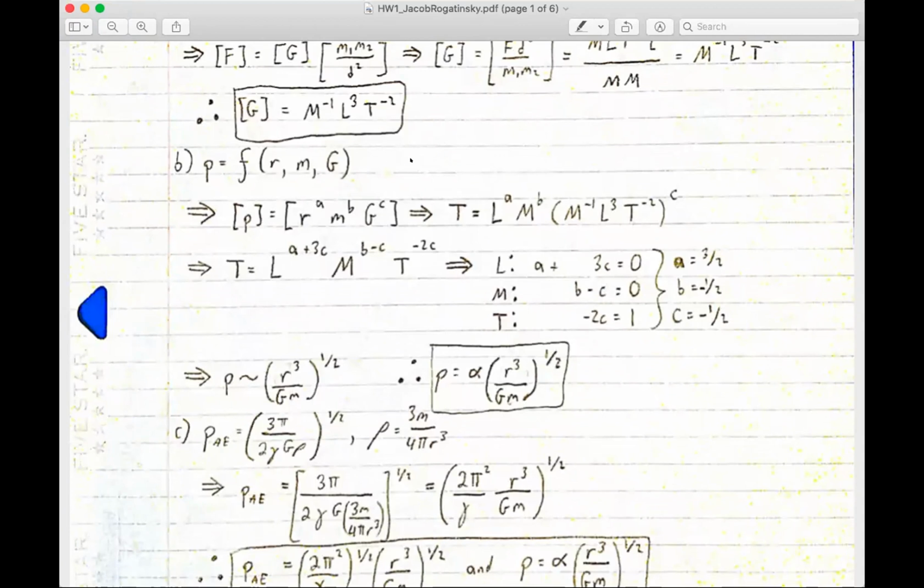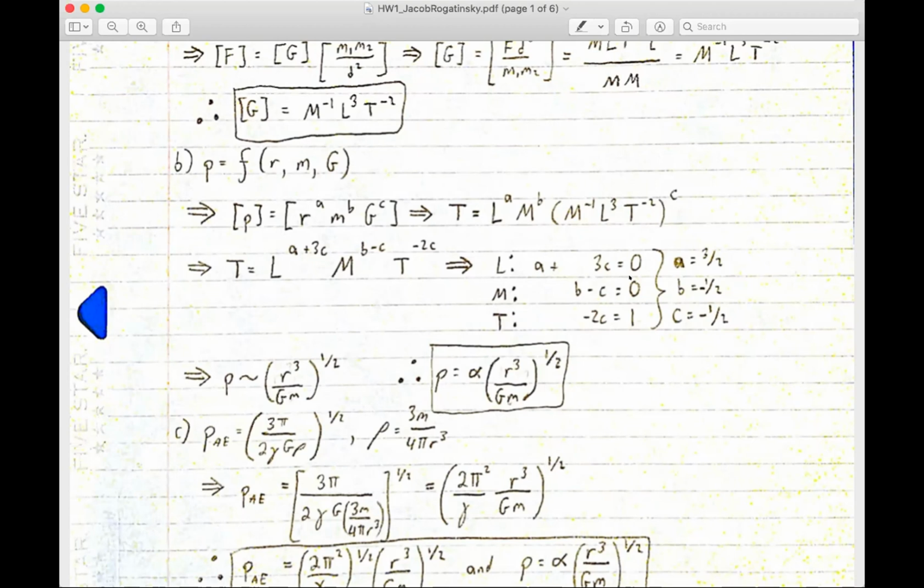The second part wants us to find the dependence of the period on radius, mass, and the gravitational constant. So this is just like what we did in class. The dimensions of period are equal to the dimensions of radius to the A, mass to the B, gravitational constant to the C. Then we write out the dimensions: time equals length to the A, mass to the B, length cubed over M T squared to the C. And then we consolidate the exponents for each dimension. On the left side we've got time to the 1, and on the right side we have length to the A plus 3C, mass to the B minus C, and time to the negative 2C.